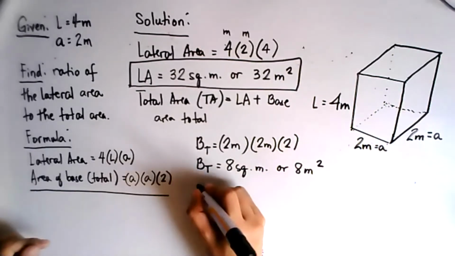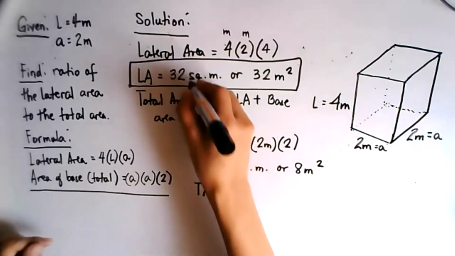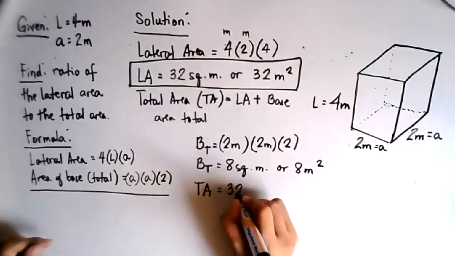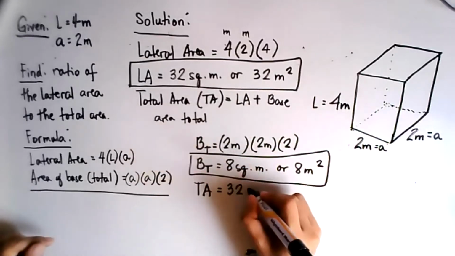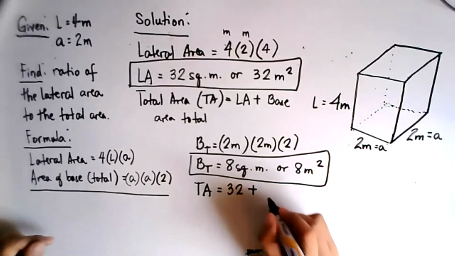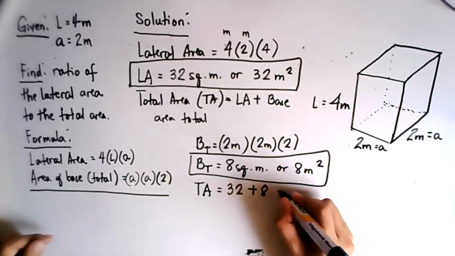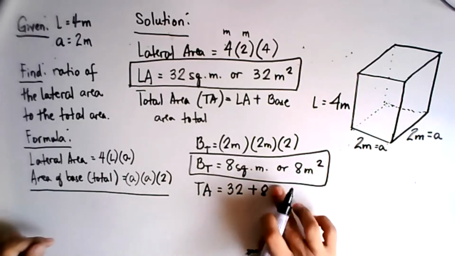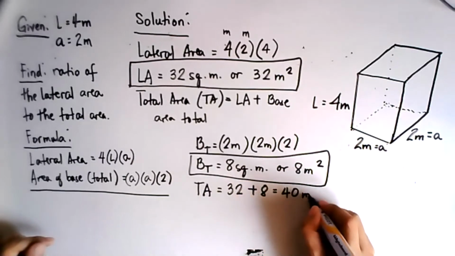So to determine the total area will be equal to the area of the lateral base, 32, plus the area of the base, 8. So that means the total area is equals to 40 square meters.